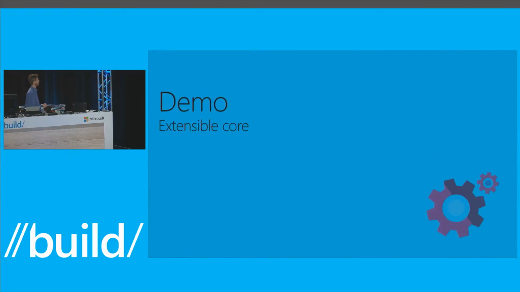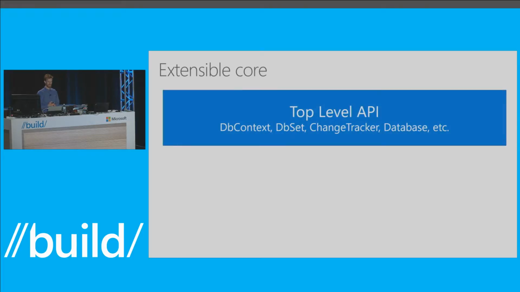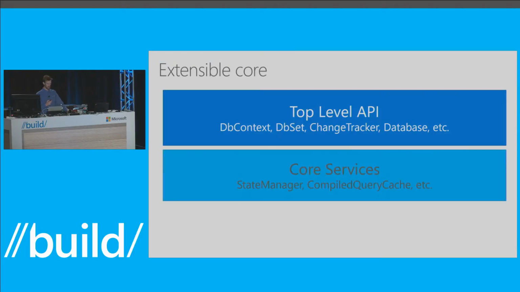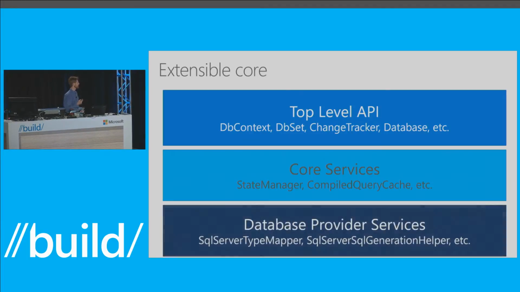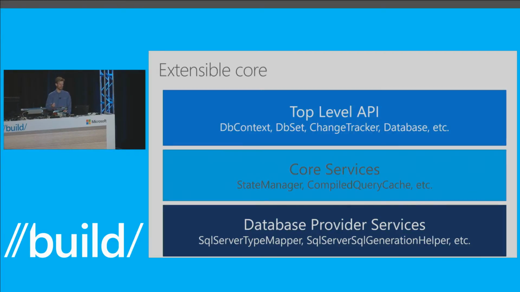All right, let's go a little bit deeper, and we're going to talk about the extensible core. So the way EF is architected, we have DbContext and DbSet and all that stuff, and that makes up the top-level API. We have core services. This is stuff that applies to all data stores, like the state manager, et cetera. And then we have provider-specific services under the covers, too. So an example I talked about earlier was the SQL Server type mapper. That's a service that's specific to SQL Server.